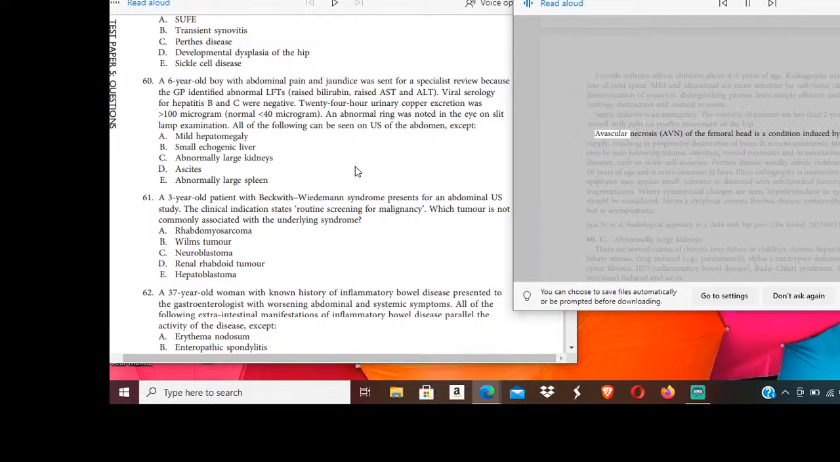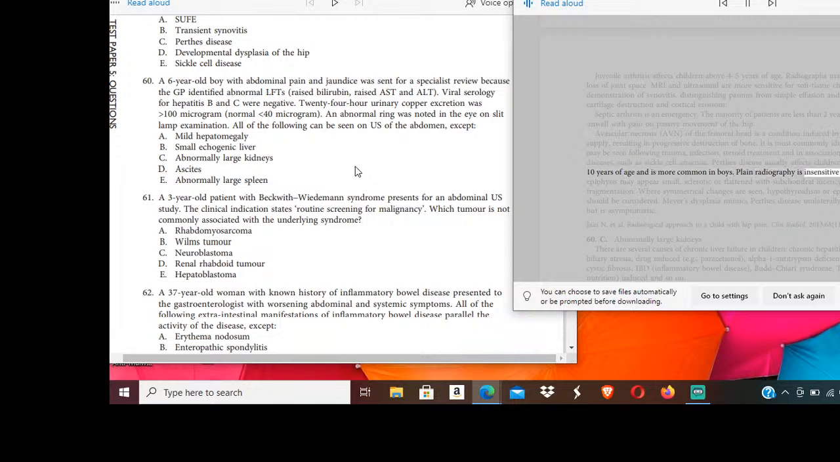the hip. Avascular necrosis, AVN, of the femoral head is a condition induced by compromised blood supply, resulting in progressive destruction of bone. It is most commonly idiopathic, Perthes, but may be seen following trauma, infection, steroid treatment, and in association with hematological diseases, such as sickle cell anemia. Perthes disease usually affects children between 4 and 10 years of age and is more common in boys.